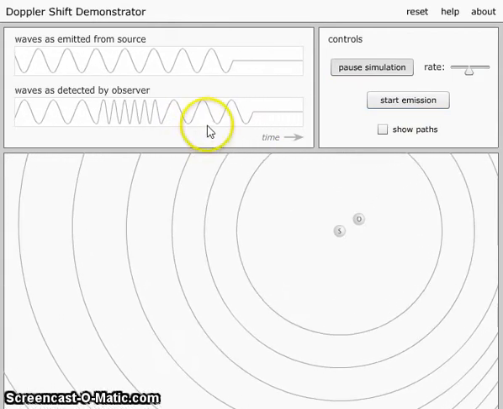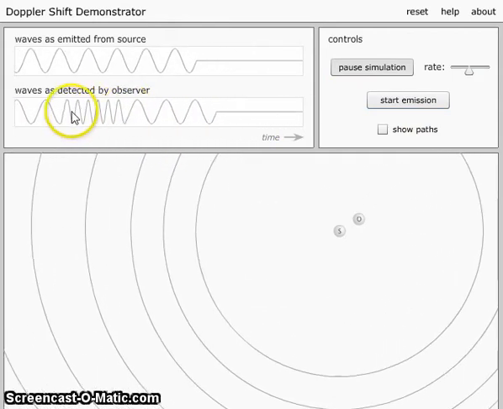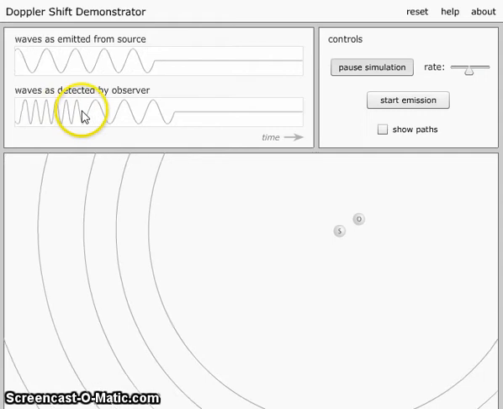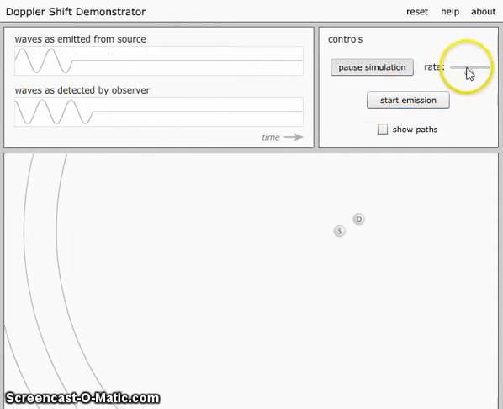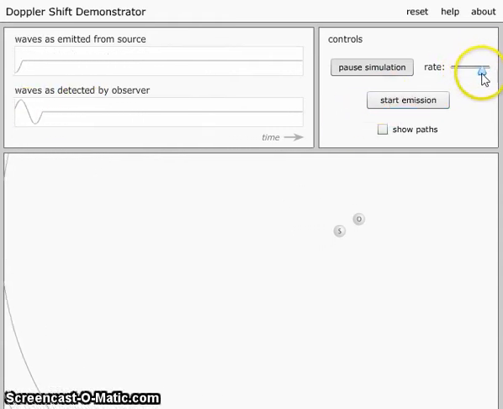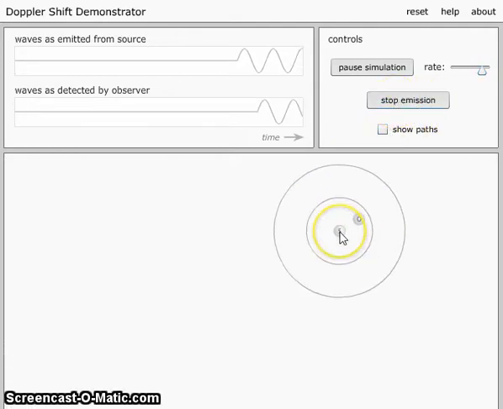this little simulation is being kind of slow. But anyway, when I move it towards, the wavelengths get squished together. Okay? I'm going to increase the pulse rate so we see more waves. All right, so I'm going to start my emission again.